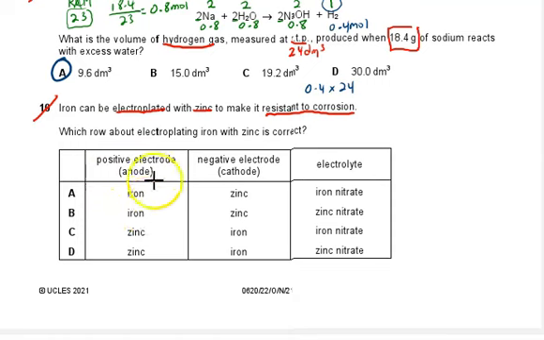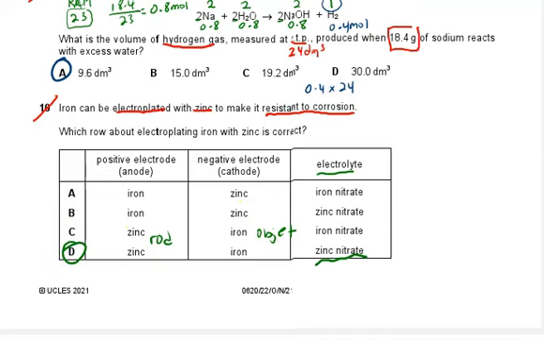Anode will be the zinc rod. The cathode obviously will be the iron, the object. Here are the rods. And the electrolyte, you have to use zinc, which is zinc nitrate. So this is your answer for number 10.